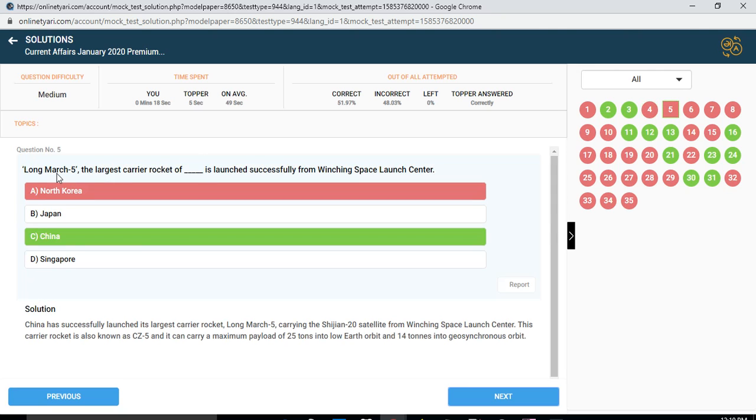Long March is China. Long March, largest scale rocket. China has launched successfully from the Wenchang Space Launch Center. Solution: China has successfully launched the largest scale rocket, Long March 5, carrying the Shenzhou 20 satellite from the Wenchang Space Center. This carrier rocket is also known as the CZ-5 and it can carry a maximum payload of 25 tons into the low Earth orbit and 14 tons into the geosynchronous orbit.